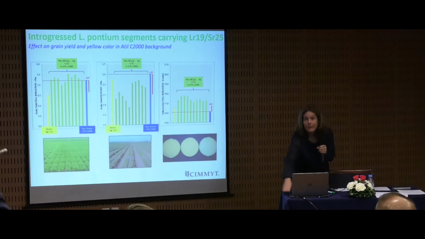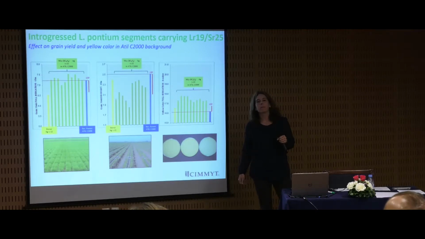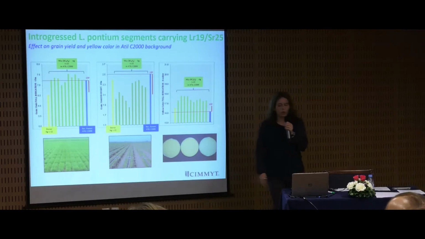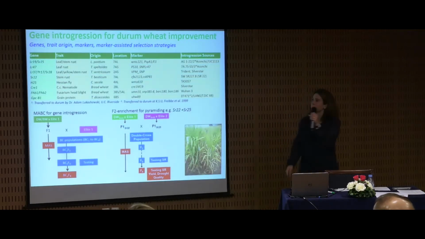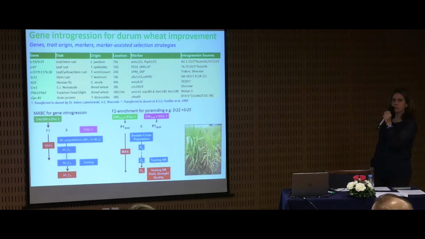Yeah, I have a question. In your slide for this F2 enrichment, is it based on phenotyping or is it based on genotyping? For example, for that SR22 gene, you have to improve the frequency in your F2. So is it for SR25 and SR22 based on the markers? Yes, in that case it was on the marker.